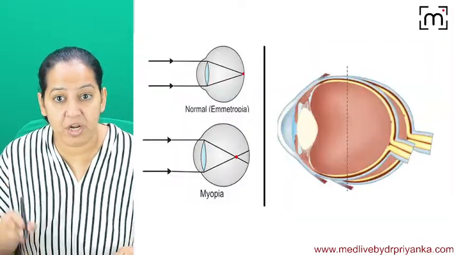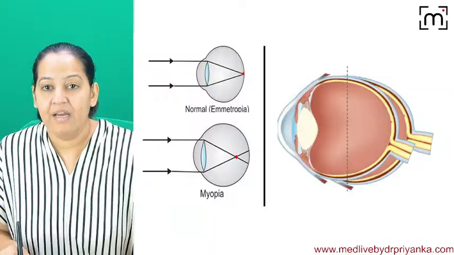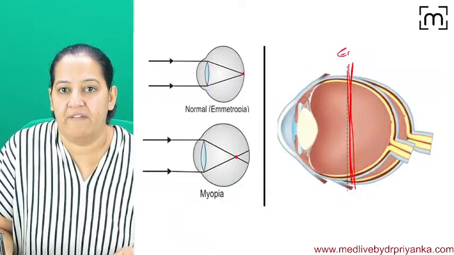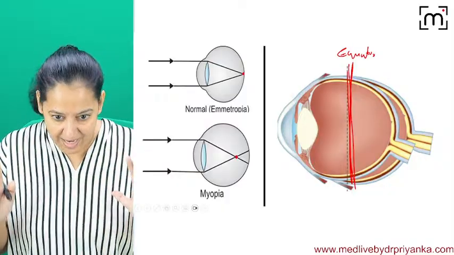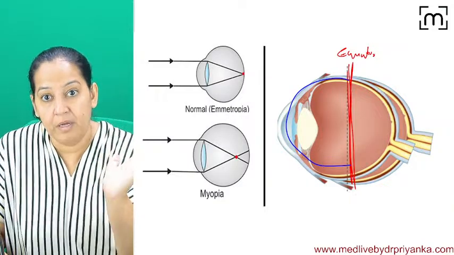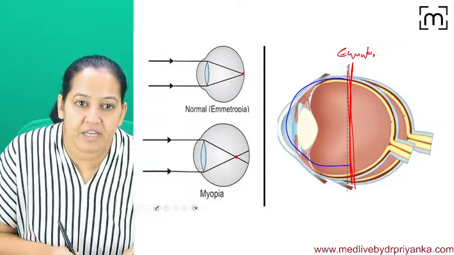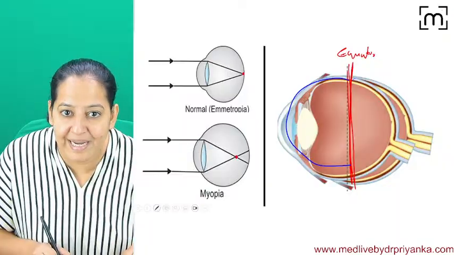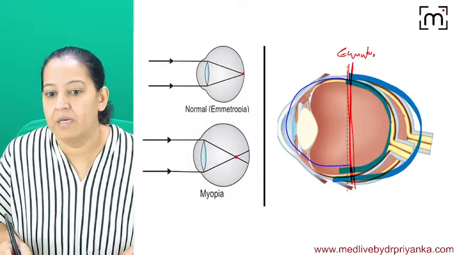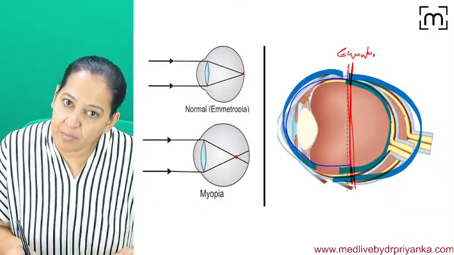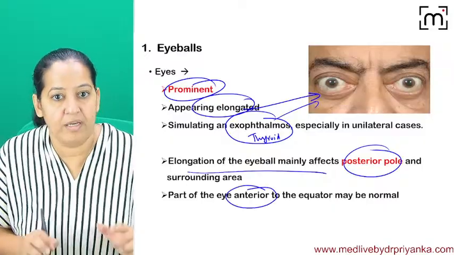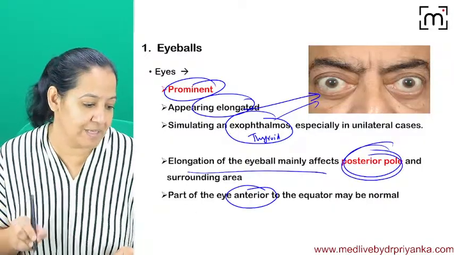Elongation occurs in the posterior pole, not the anterior pole. Please understand. If I take this as the equator, elongation of the eyeball occurs, but elongation doesn't occur at the anterior pole. The posterior pole gets elongated. Can you appreciate it here? Please mind my words. Here this was the normal posterior pole and this is the posterior pole in myopia. So the posterior pole is elongated, the anterior pole is constant. That is what you have to learn for your MCQs. The anterior pole is normal, not affected. The posterior pole is elongated.